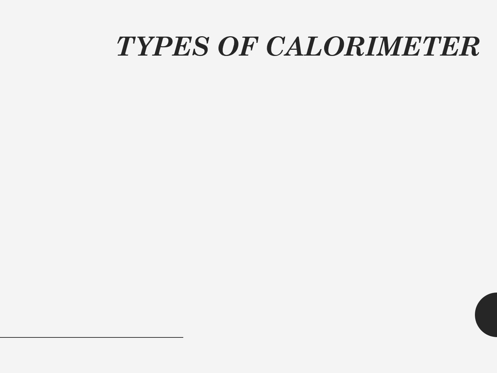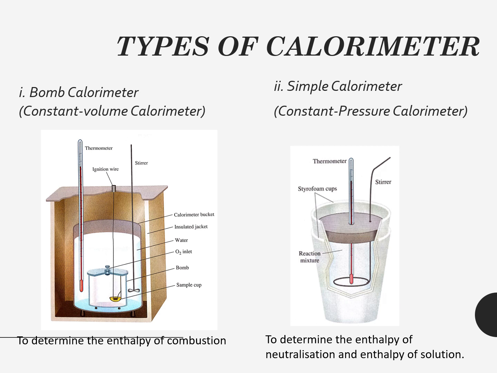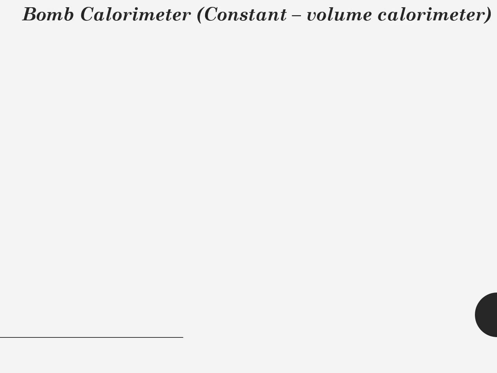So usually there are two types of calorimeter. The first one is called bomb calorimeter or constant volume calorimeter, which is used to measure the heat of combustions. The second calorimeter is simple calorimeter, also called constant pressure calorimeter, which is usually used to measure heat of neutralizations and heat of solution. Calorimetry uses the principle of conservation of energy.